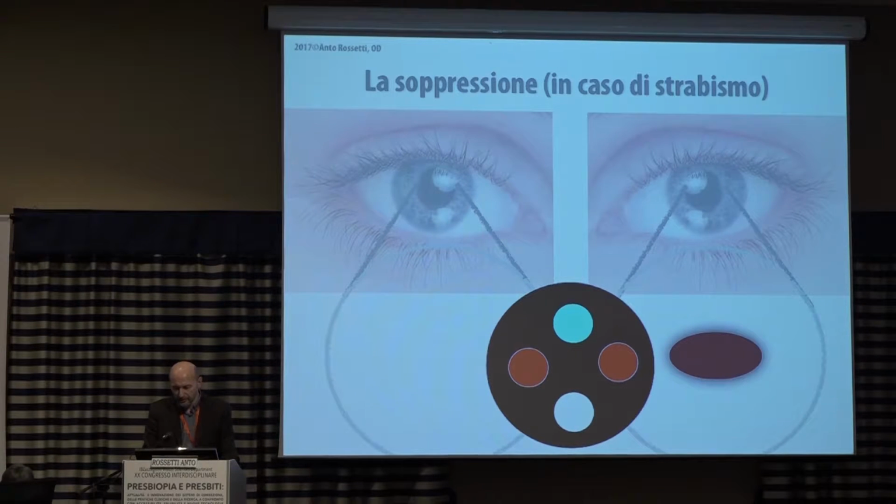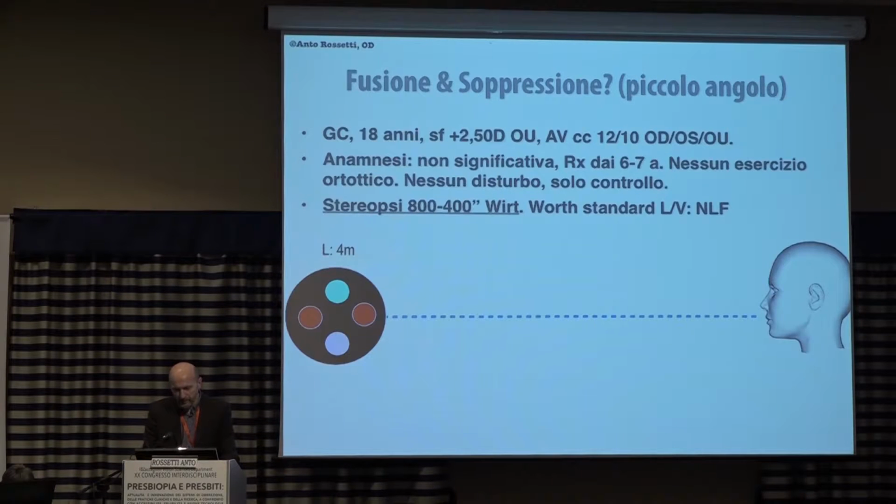This is an 18-year-old boy with plus 250 in both eyes, hyperopic since he was young, good vision in both eyes, no amblyopia, no significant history. He started being corrected early. The only thing was low stereopsis. Worth standard was normal, active fusion, and also near worth, like this.